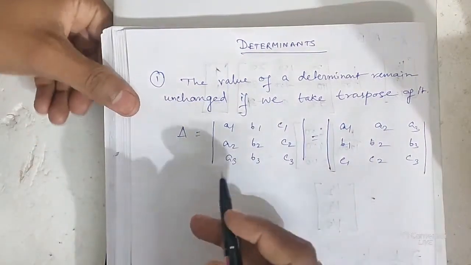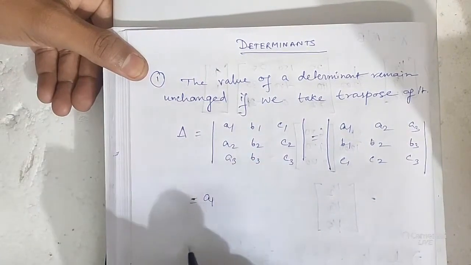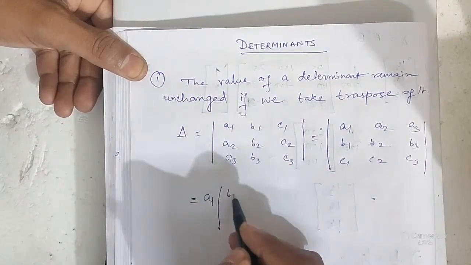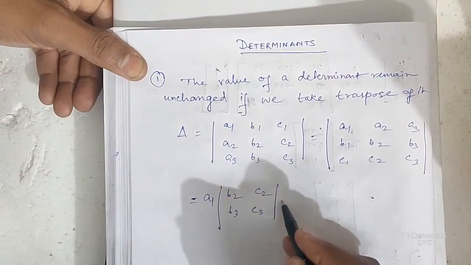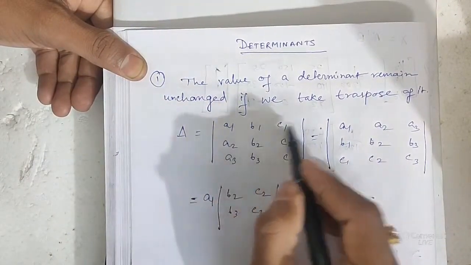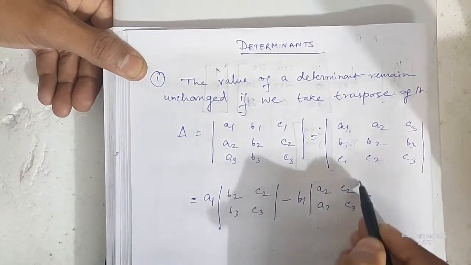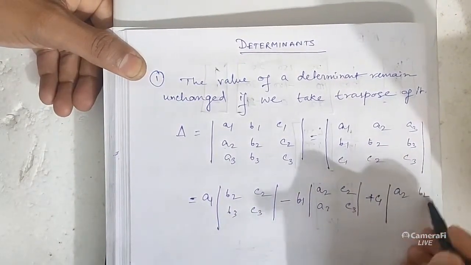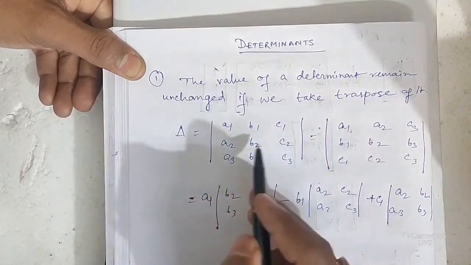We know how to find the value of a determinant. If here we are taking this element a1, we have to delete the first row and first column, and whatever is left we write under determinant: b2 c2, b3 c3. Next, minus sign, because the sign of this element is minus, b1 into this row, this column deleted, so a2 c2, a3 c3 left, plus c1 into a2 b2, a3 b3. So this is the value of this determinant.